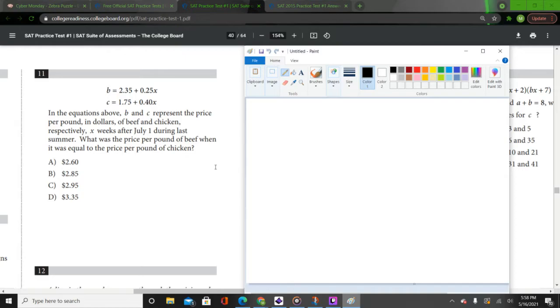Now this one has decimals, problem 11, and decimals are scary because they just look scary. However, it shouldn't be overly complex and it should be rather doable. All right, so let's begin. In the equations above, B and C represent the price per pound in dollars of beef and chicken, respectively, x weeks after July 1st, during last summer. What was the price per pound of beef when it was equal to the price per pound of chicken?